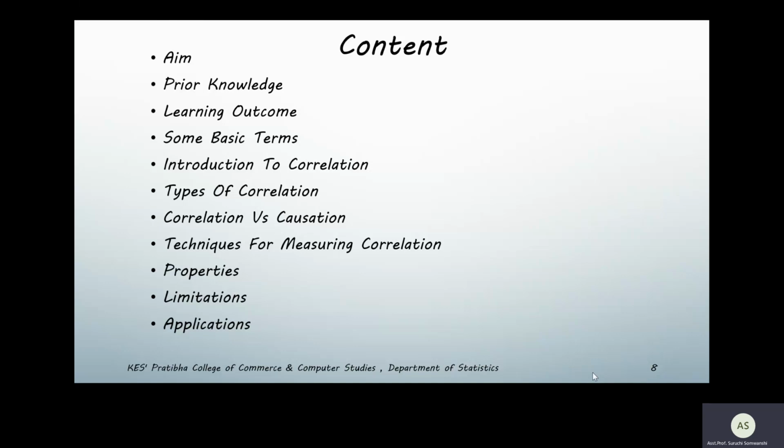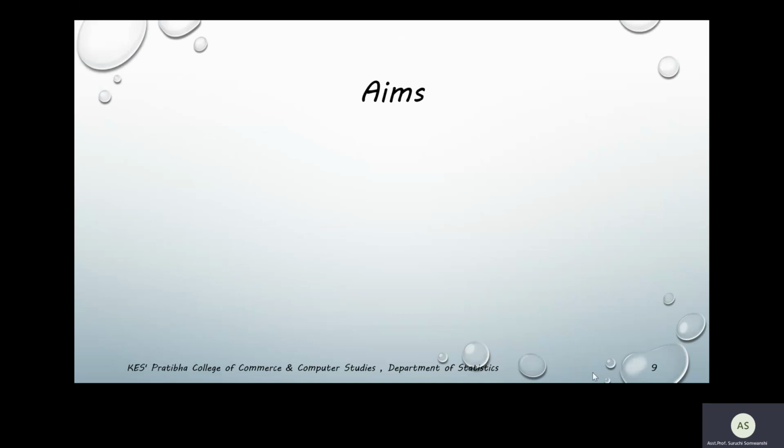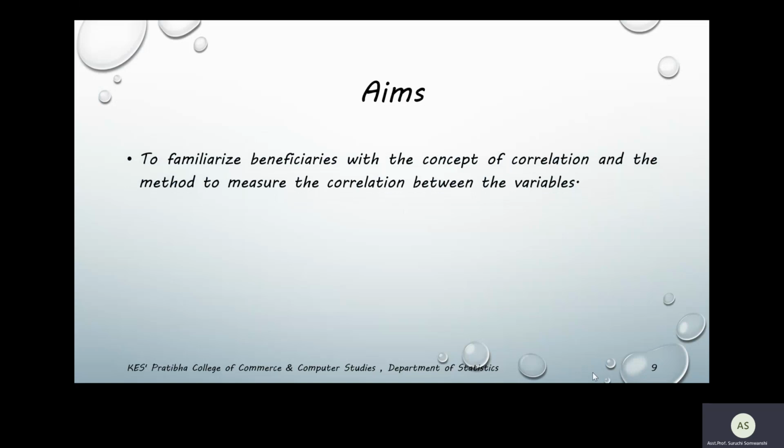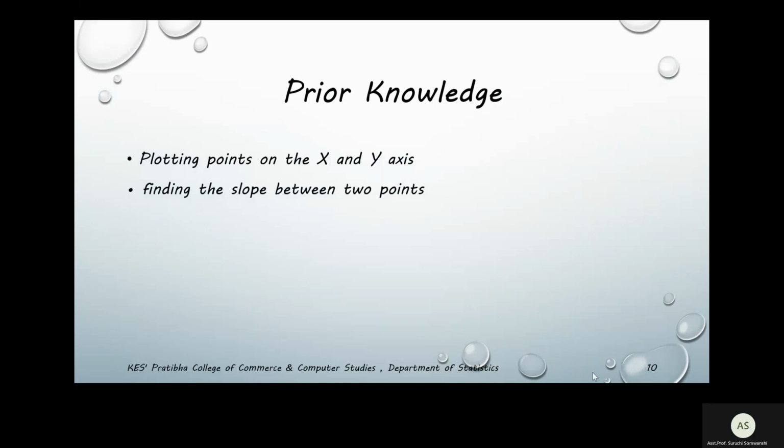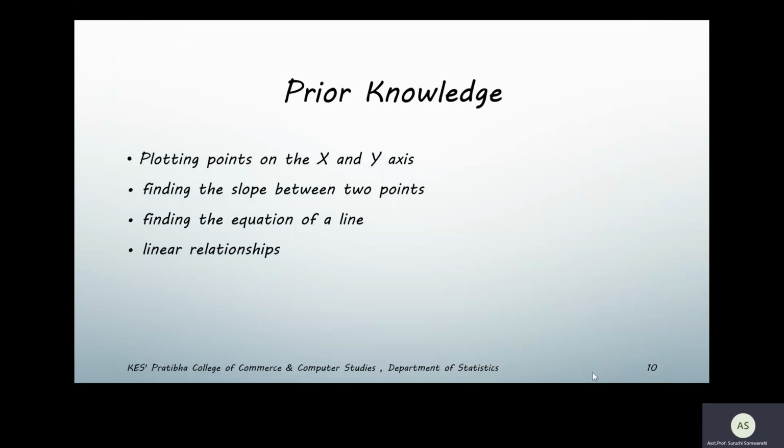The aim of including this module in the course is to familiarize the beneficiaries with the concept of correlation and the method of measuring the correlation between variables. The prior knowledge that the beneficiaries will need to get started with this module is plotting points on the x and y axis, finding the slope between 2 points, finding the equation of a line, and linear relationship.